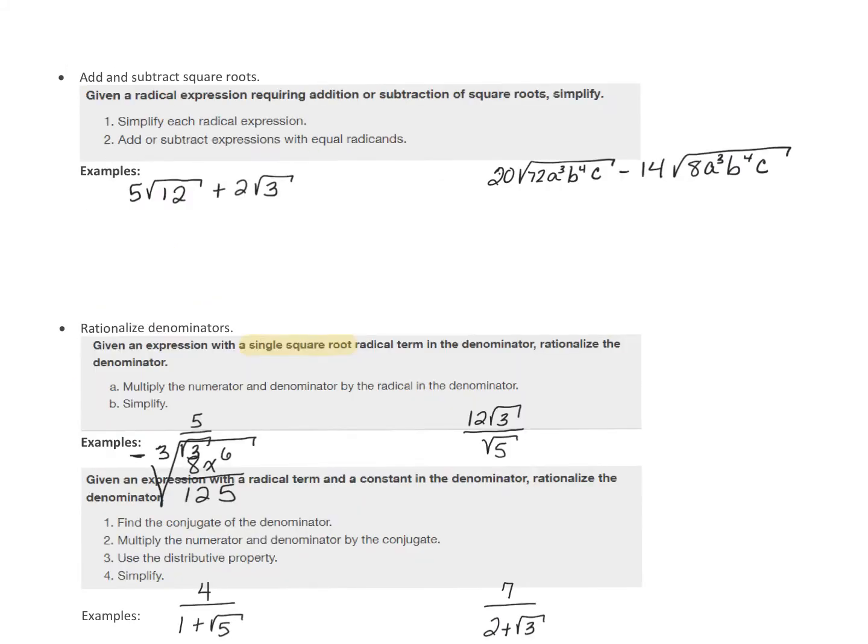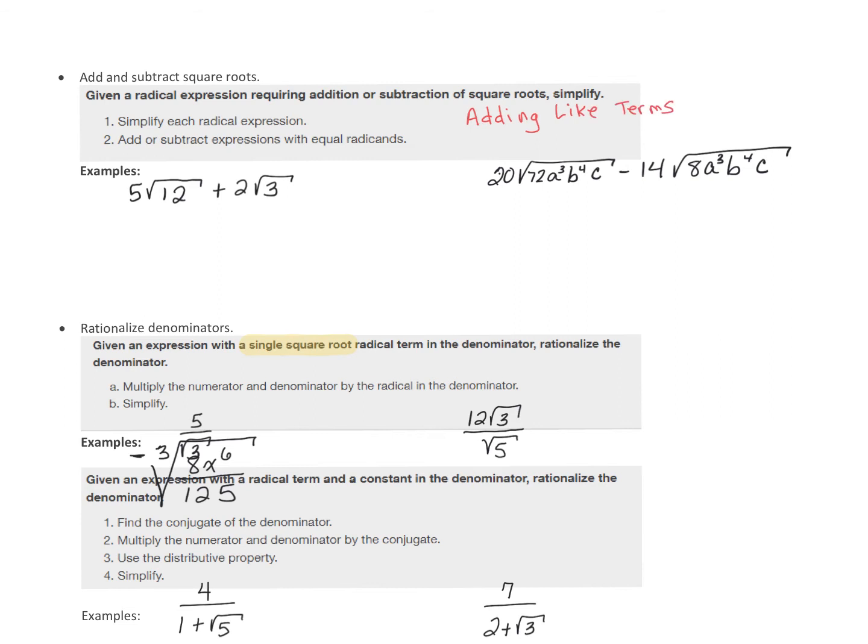The next thing you want to be able to do is add and subtract your square roots. Basically, we're going to simplify each radical expression first, and then we're going to add or subtract the expressions with equal radicands. This is very similar to adding like terms. They have to look the same in order to add them.